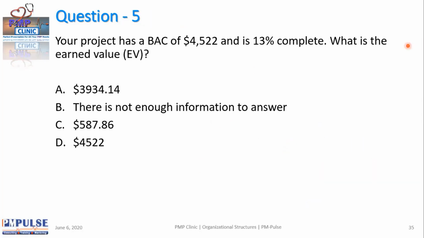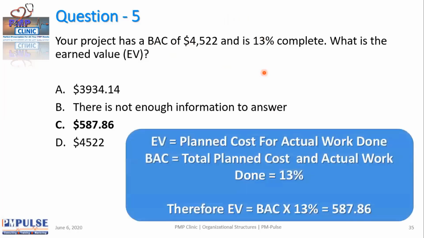So not bad, not bad. So basically, what does it mean? It basically means if you look at EV, what's the formula for EV? What's the definition for EV? Planned cost for actual work done. So we have a total planned cost, which is BAC, and the actual work done is 13%. Therefore, if I have to find the planned cost for actual work done, I just have to take 13% of this. It's as simple as that. And therefore, the answer is this.